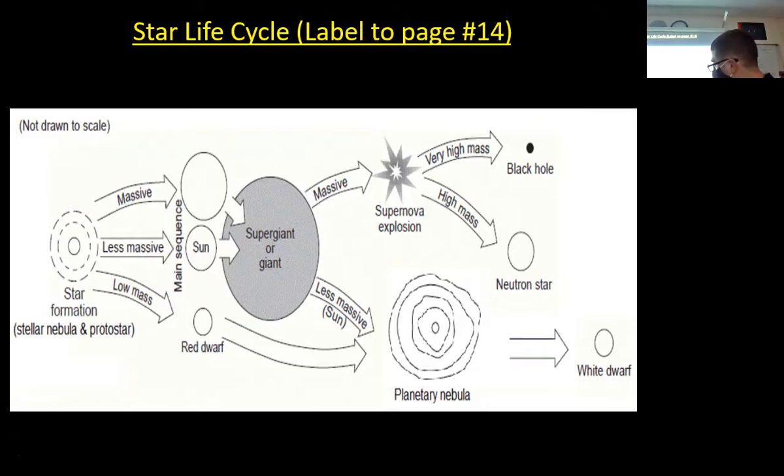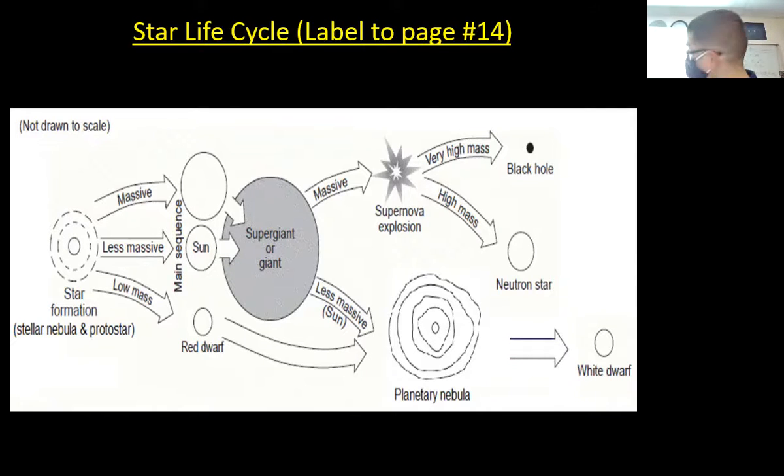Now, the massive stars that become supergiants, right, if it's high mass, they either become a neutron star after the supernova, or they become a black hole. And those are only the stars that are very, very massive, very high mass. Okay? So that kind of shows you the difference between the smaller stars and the larger stars.